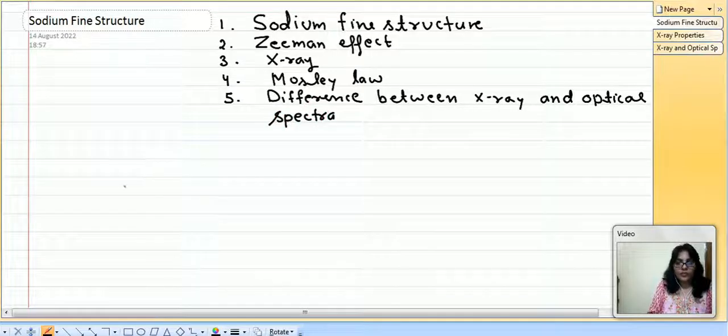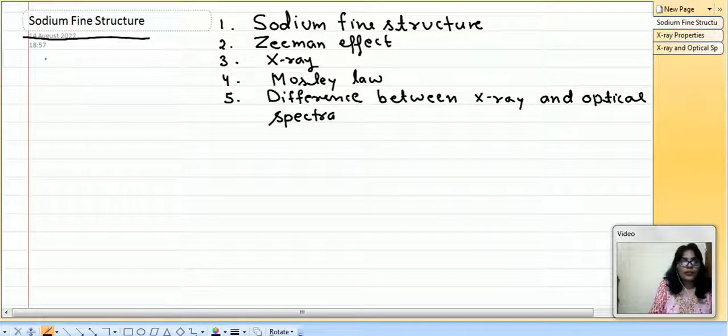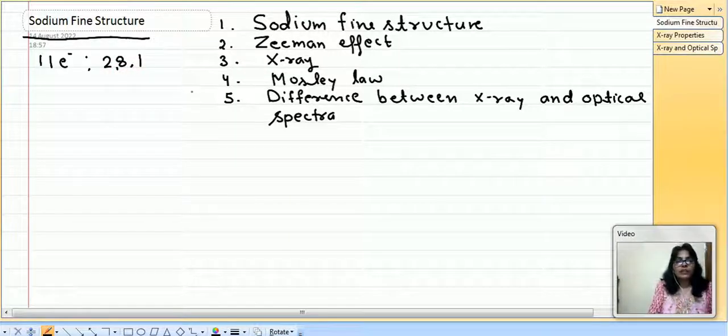So let us start with the first topic, that is sodium fine structure. So here is the heading, sodium fine structure. In sodium we know there are 11 electrons. So the configuration is 2, 8, 1, and the number of valence electrons is 1 here. The transition which we get as the yellow line, in sodium we get intense yellow light.